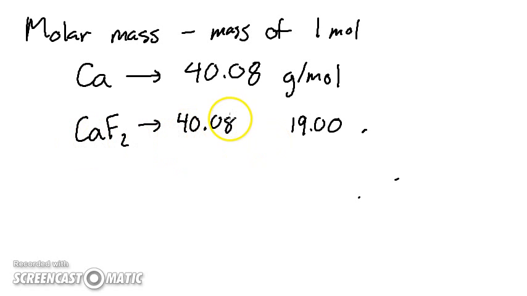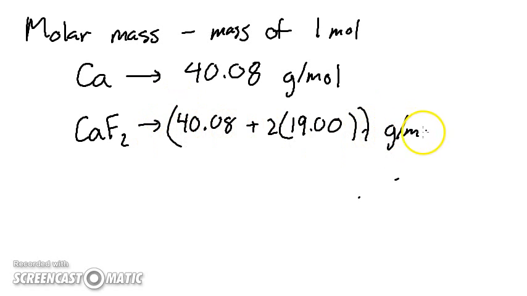So from the formula, we can see there's 1 calcium and 2 fluorines. That means we take 1 times the mass of the calcium, so we'll just leave that the same. But we also have to take 2 times the mass of fluorine because each unit of calcium fluoride has 2 atoms of fluorine in it. Since the overall compound is made up of both of these sets combined, we will take them and add them together, and that will give us our molar mass again in grams per mole. And if we were to calculate this out, we would find that it comes out to 78.08 grams per mole. This would be the molar mass of calcium fluoride.